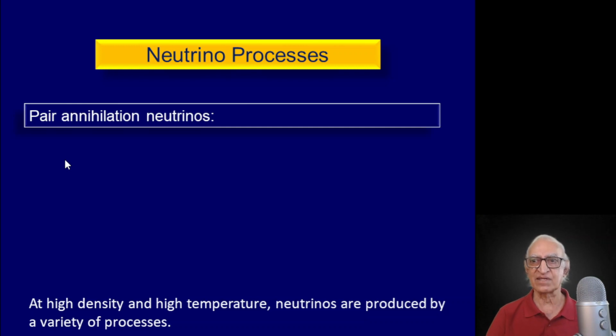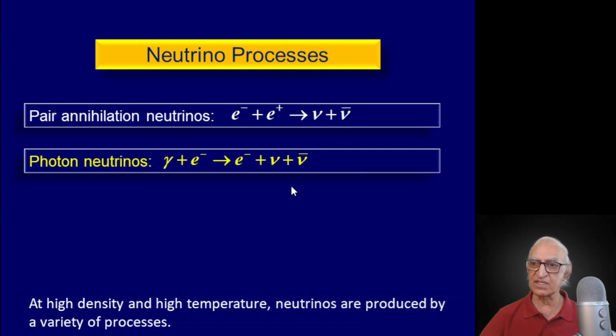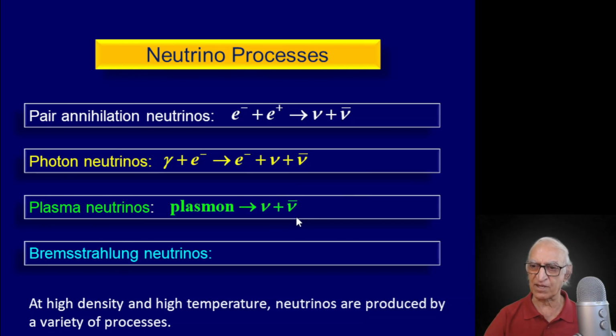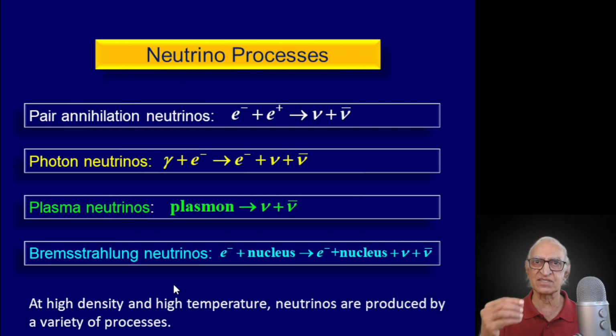Now, as I said in the previous lecture, neutrinos are produced in all sorts of reactions. In the unified theory of weak and electromagnetic forces due to Weinberg, Salam, and Glashow, a theory for which they got the Nobel Prize for Physics, for example, electrons and positrons can collide and produce a neutrino-antineutrino pair. Photons can decay to a neutrino and antineutrino pair. Plasma can decay to a neutrino-antineutrino pair. Bremsstrahlung, when an electron collides with the nucleus, it can produce a neutrino-antineutrino. So at high density and high temperature, as we saw when we discussed the intermediate mass stars in the previous lecture, neutrinos are produced in enormous number by a variety of processes.